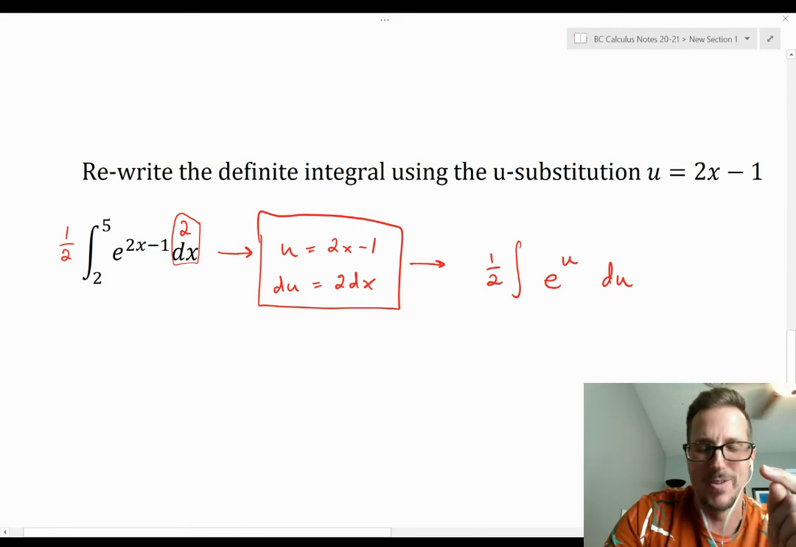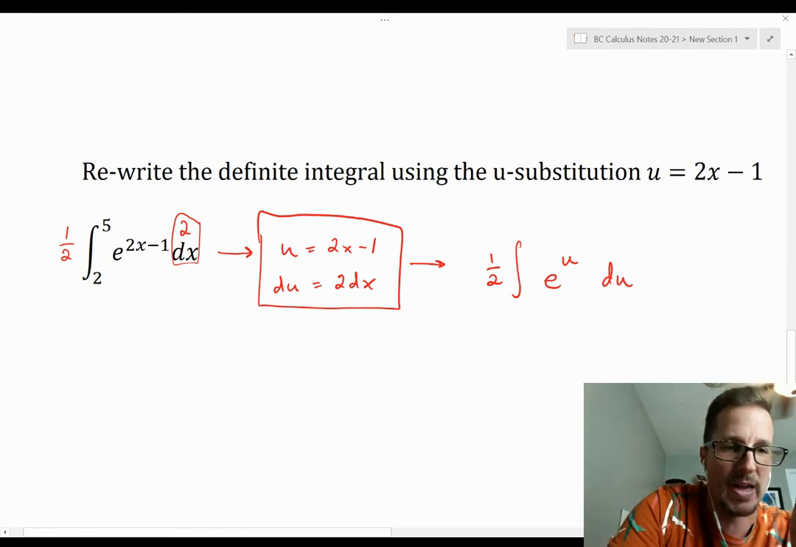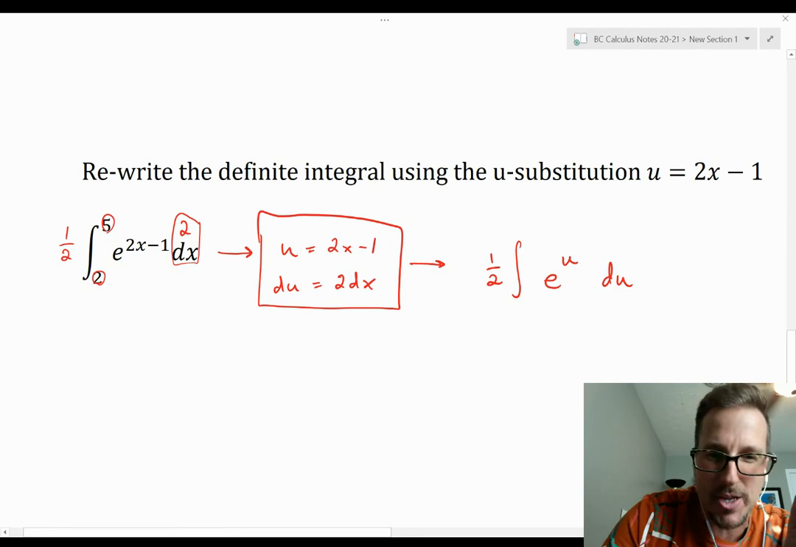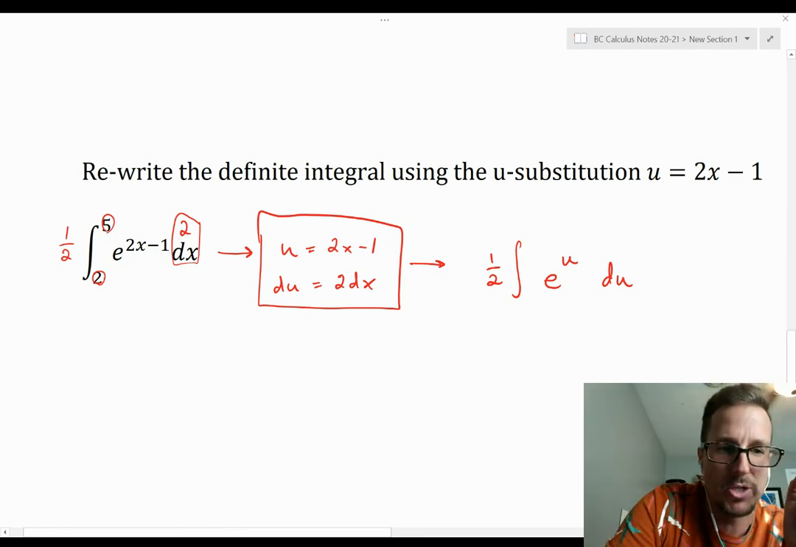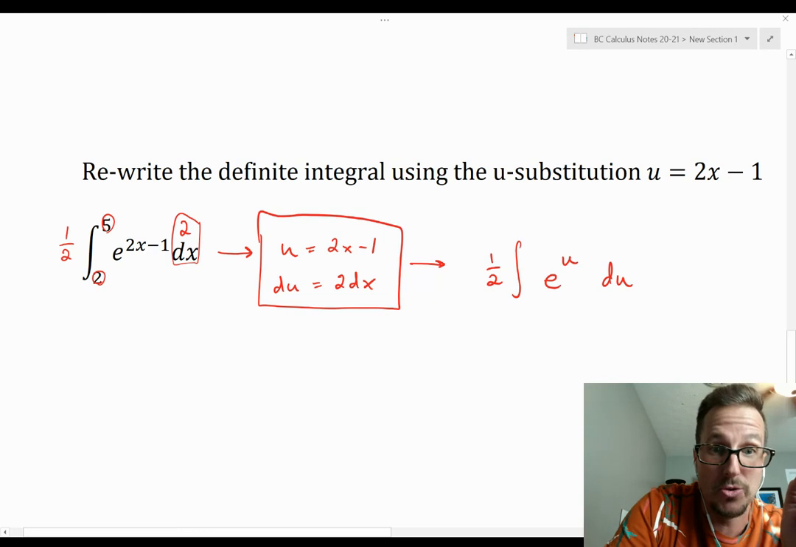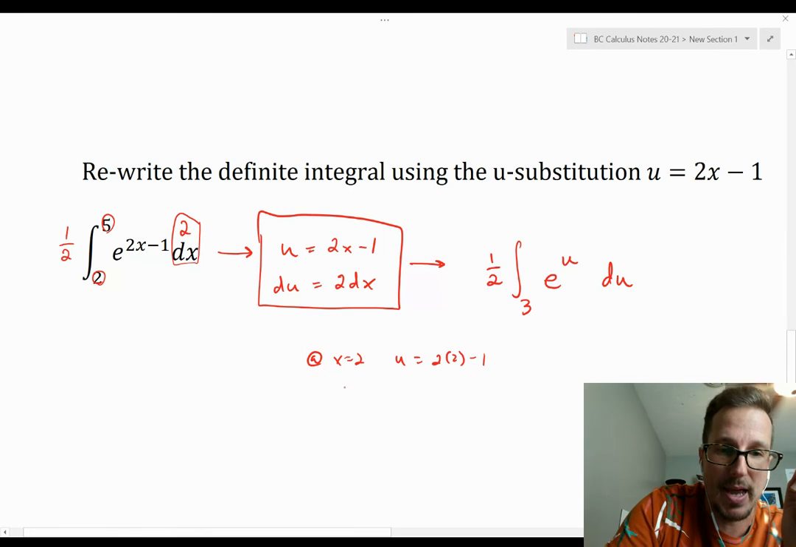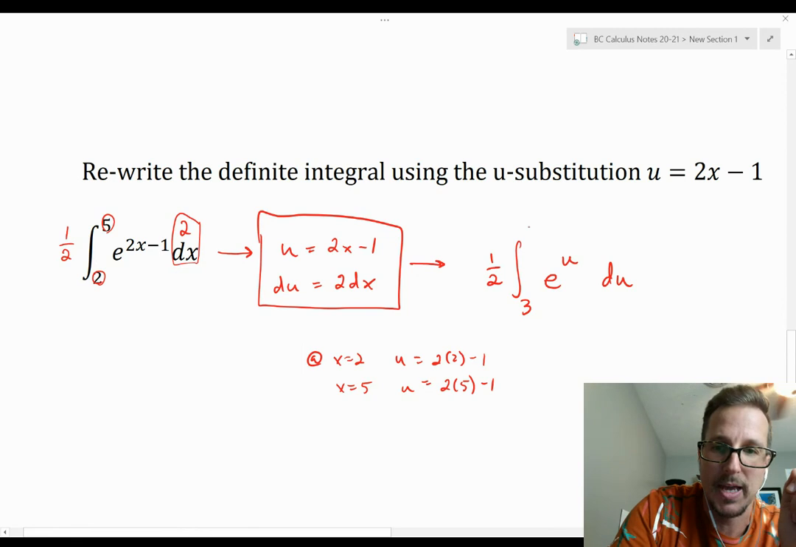And don't leave it as 2 to 5. 2 and 5 are x critters. We need to be u critters in this new integral. So that'd be 2 at x equals 2. u is 2 times 2 minus 1, aka 3. And at x equals 5, u is 2 times 5 minus 1, otherwise known as 9.